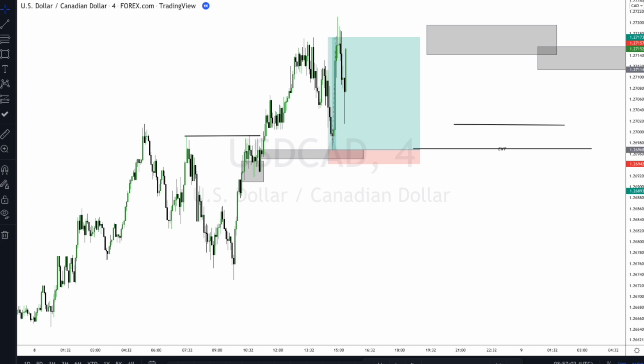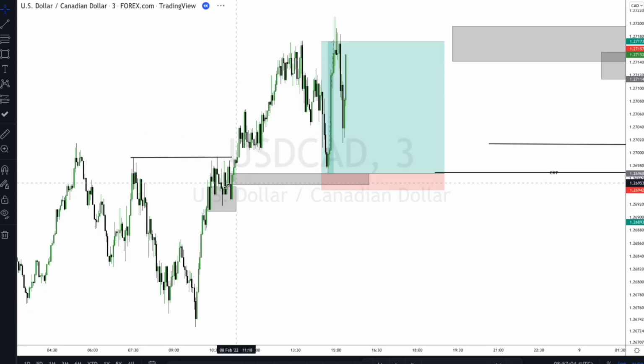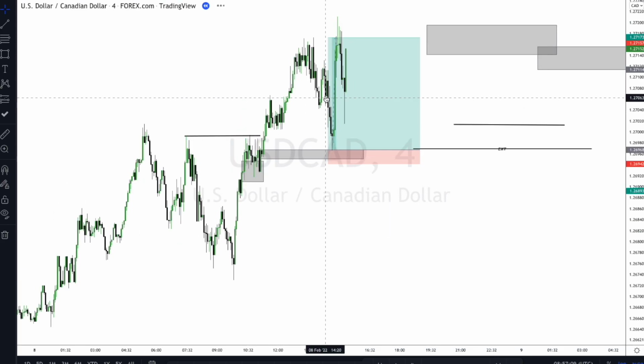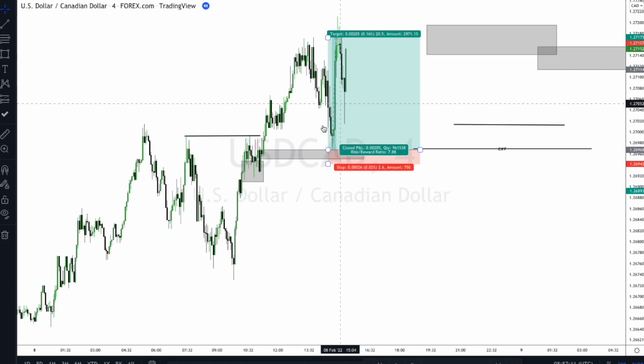The 3 minute time frame was the one that gave us the pseudo, because it wasn't present on the 4 minute time frame, but the 4 minute time frame basically confirmed it for me to take that trade. That was really what happened here.